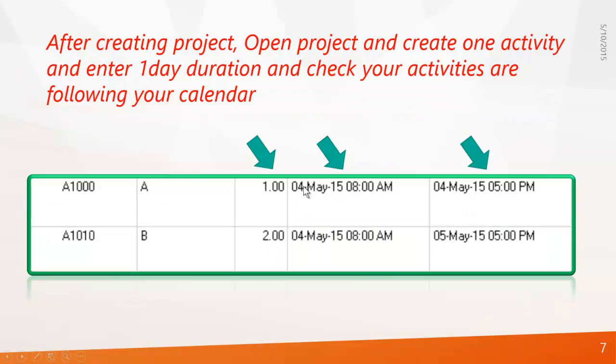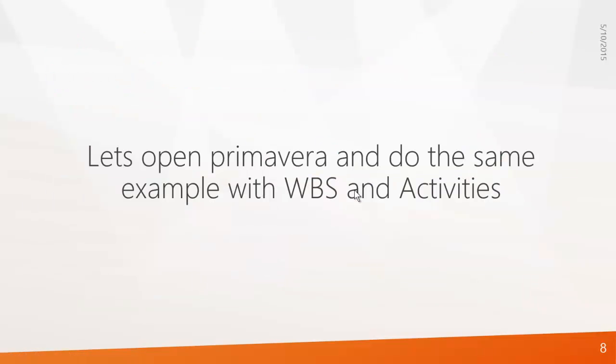After creating the project, open the project and create one activity, enter 1 day duration, and check that your activities are following your calendar time. If not, there is a chance of fractional duration. So make sure you have done this step before you key in all the activities. Now let's open Primavera and do the same example with WBS and activities.